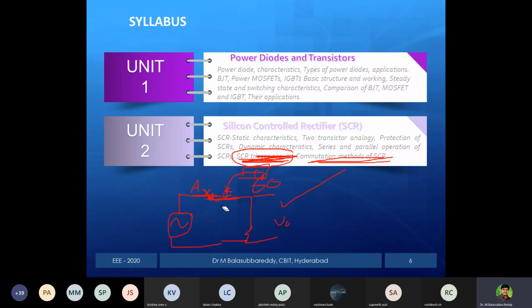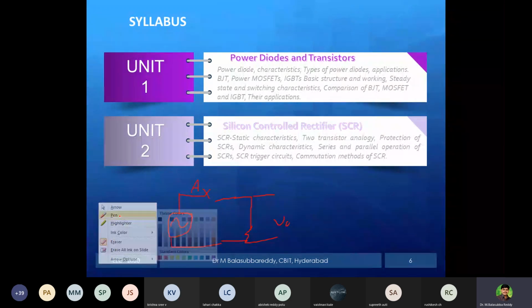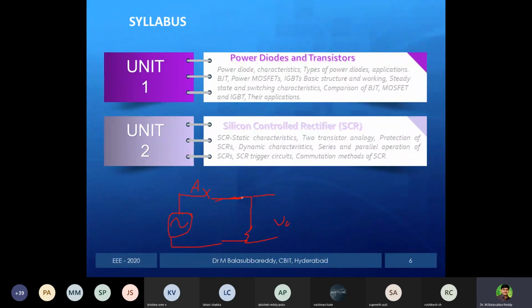It is already fired. Then what? Next, our logic is what? In all controllers, our intention is to turn on the device and turn off the device. But here the problem is that once the device is on, you don't have any control over the device. But I want to turn off the device, only then can I get a variable voltage. So now I want to open this device. When I have to open it, how to open it? That comes under commutation circuits.